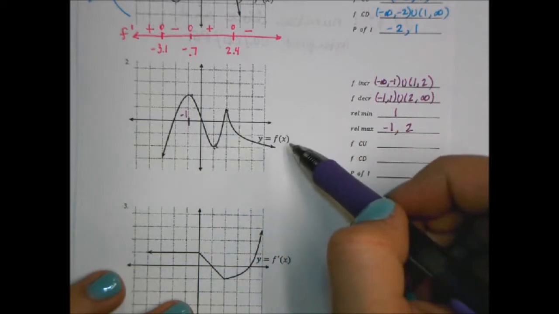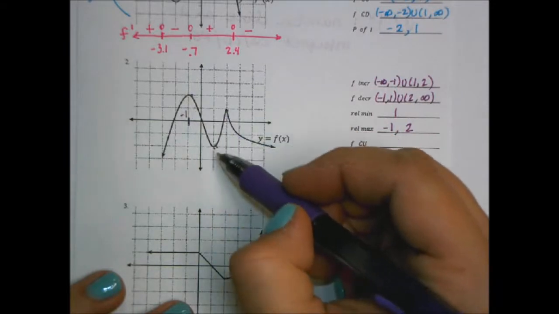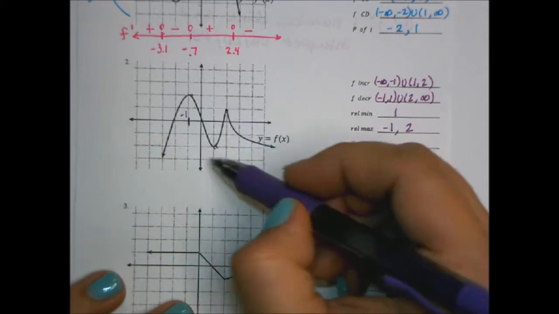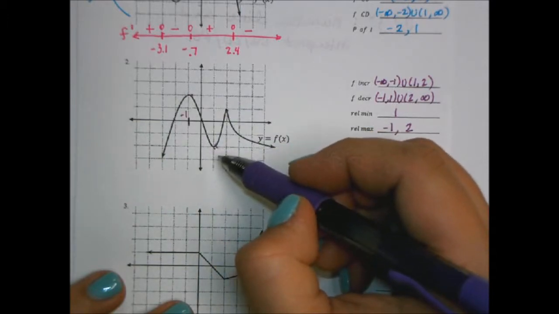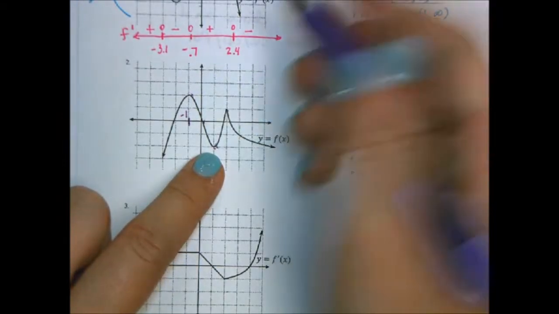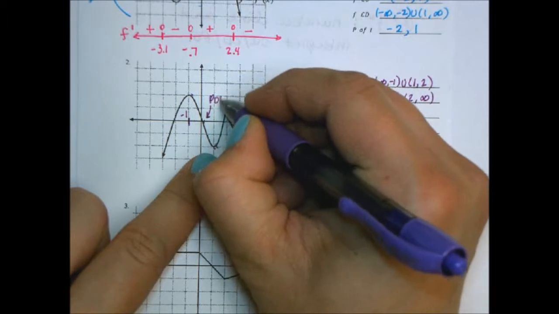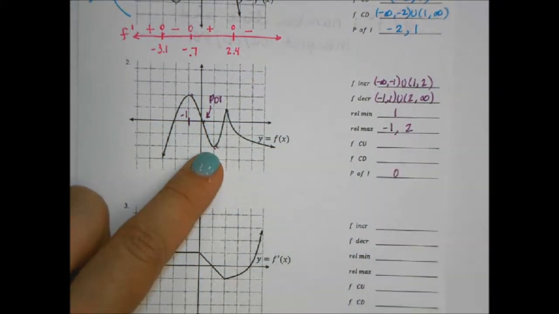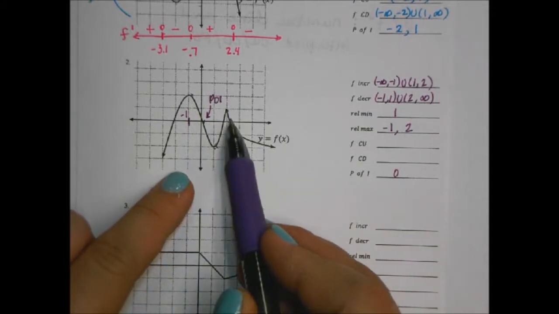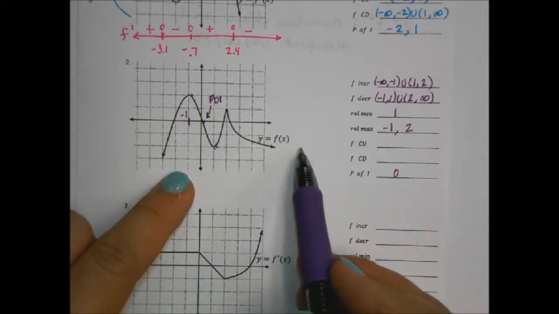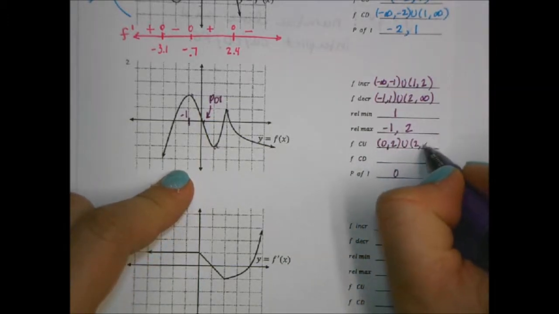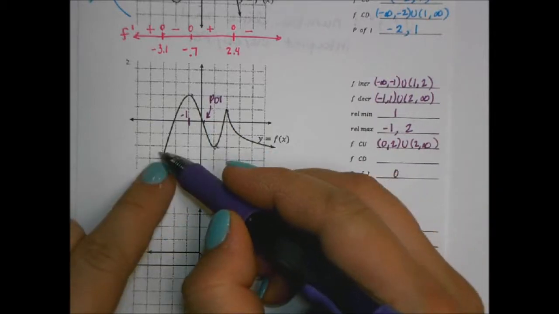But we do need to figure out where the concavity changes here, because this is a nice smooth curve, so there must be a point of inflection in here. That should happen about halfway between the maximum and the minimum. So I'm just going to go ahead and call that at 0. That'll be where my point of inflection occurs. And then my concavity, concave up: I'm going to say 0 all the way to 2, 2 to infinity. Concave down would be the first part of the graph, all the way negative infinity to 0.